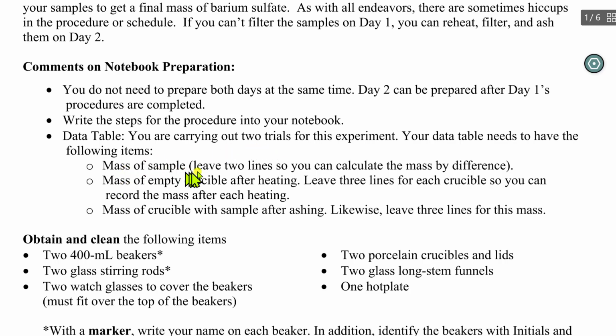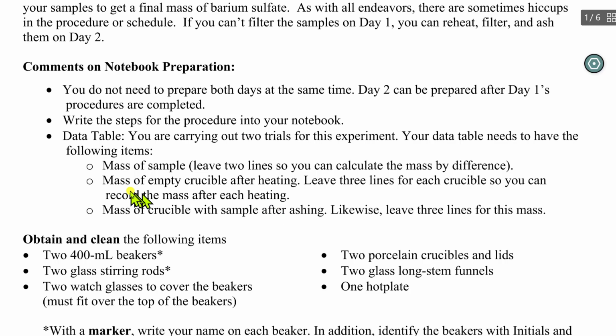You're going to have a mass of sample, which you're going to do by difference. So you'll need 2 lines for the mass of sample, 1 for the filter paper with the sample, and 1 for the filter paper with any residue. Then you'll need 1 line for the actual mass, which is the difference of those 2 values.